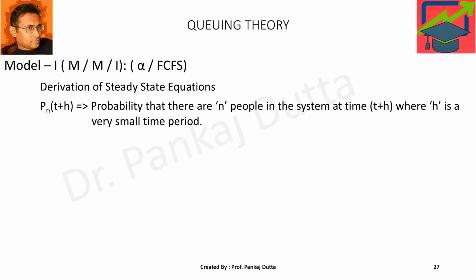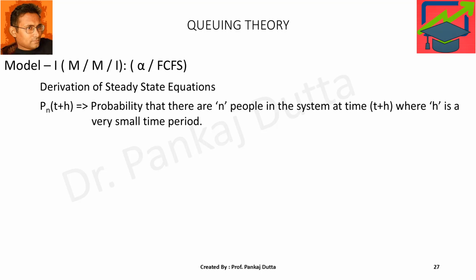And the second thing, and the more important thing, I've said h to be a very small time period. Question is, how small is h? We make an assumption that h is such a small time period that only one event, either an arrival or a service, can occur. Both arrival and service cannot take place in the time period h.